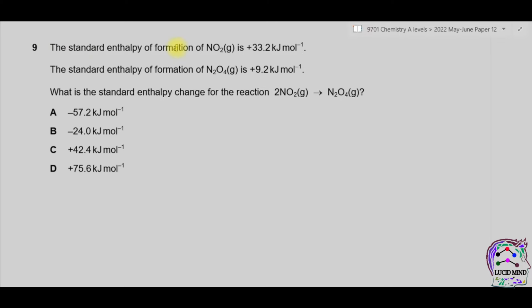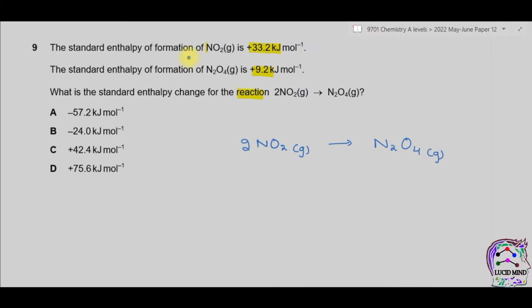Question 9. The standard enthalpy of formation of NO2 gas is 33.2 kilojoules per mole. The standard enthalpy of formation of N2O4 gas is 9.2 kilojoules per mole. What is the standard enthalpy change for the reaction in which NO2 converts to N2O4 gas? So we can calculate this using Hess's law. We have NO2 gas, N2O4 gas. There are 2 moles.